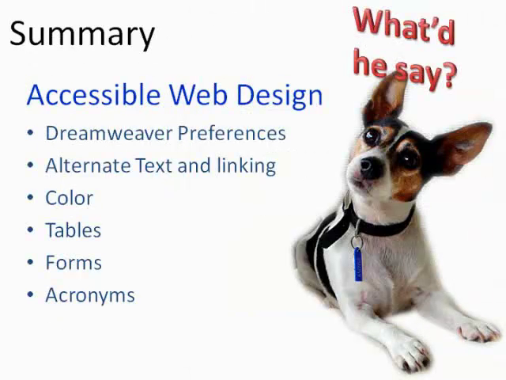So in summary, what we talked about was kind of some techie stuff. I apologize, but we were using the Dreamweaver web design tool. We talked about alternate text and linking. Probably 80 or 90% of the reason that many websites are not at least ADA 508 accessible is that people put images onto their website and don't use the alternate text.